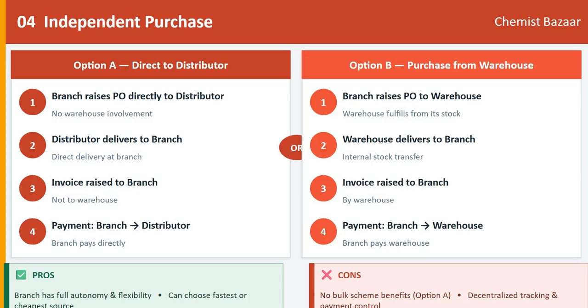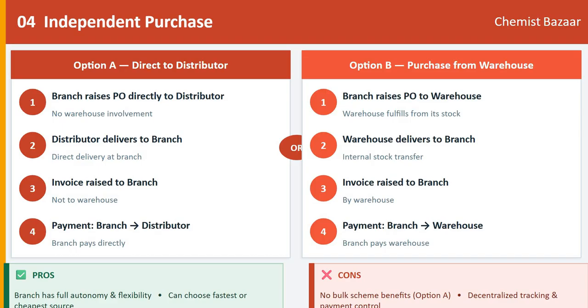The 4th model that we have is the independent purchase. It can also be called a franchise model. Here the branch has all the flexibility to directly purchase from the distributor. So they have 2 options. First, let's discuss option 1. The branch raises the PO to the distributor, the distributor delivers to the branch, the invoice is also raised to the branch, and payment is also done from the branch to the distributor.